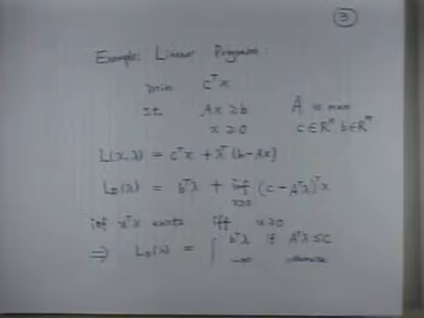Originally, you can say I have minimize c transpose x such that Ax is greater than or equal to b. And this is what we call the primal problem. And then after some conversion, we make this new problem, which is what? Maximize b transpose lambda such that A transpose lambda is less than or equal to c.